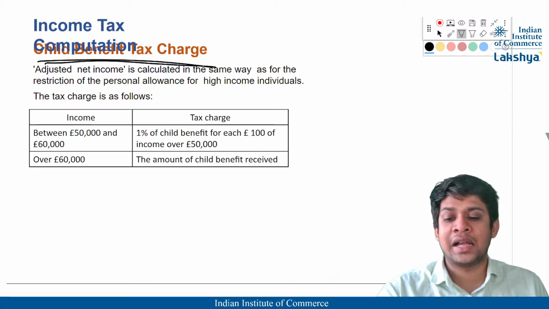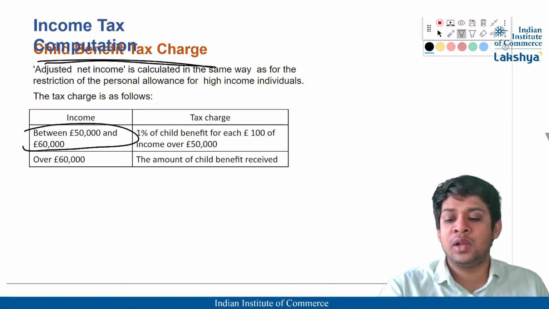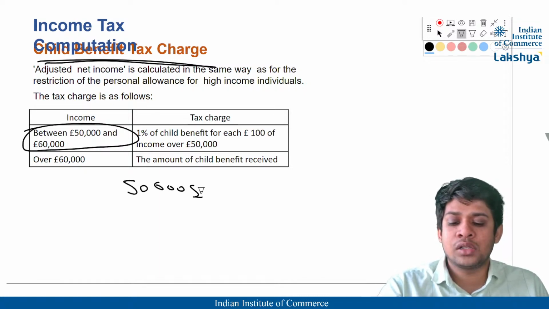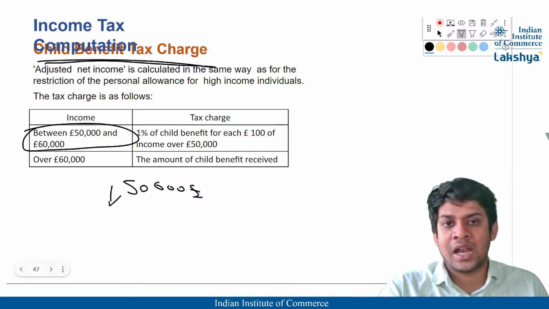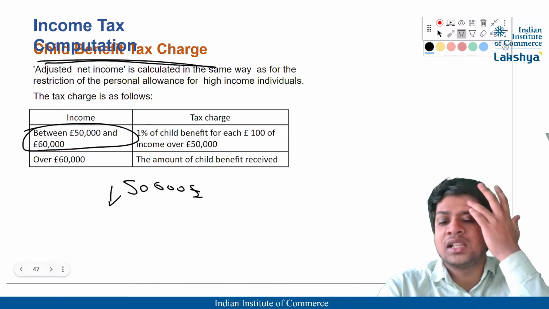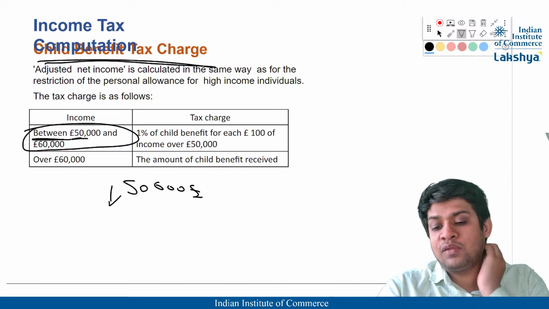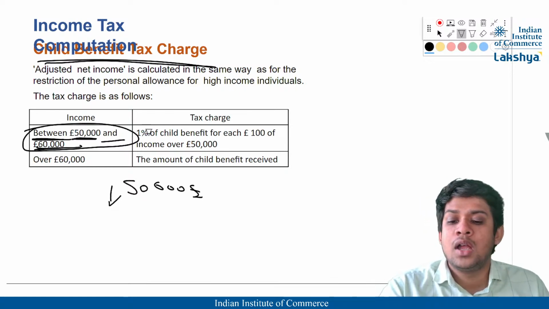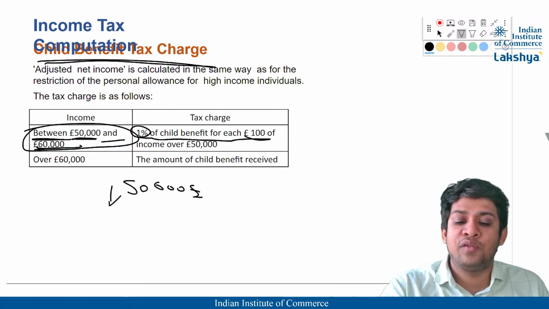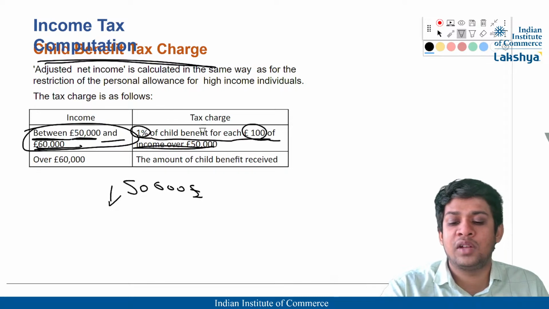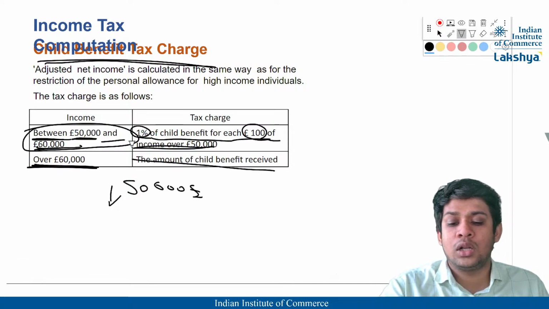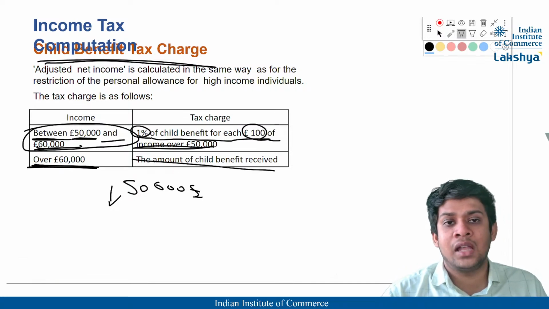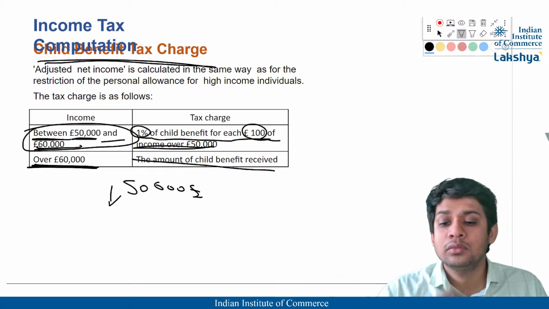So, child benefit tax charge, if your income is between 50,000 and 60,000 pounds. Firstly, if your income is 50,000 pounds or less, then you do not have any tax charge on the child benefit that you've received. But if it is between 50,000 and 60,000 pounds, 1% of the child benefit for every 100 pounds of income over 50,000 is going to be taxed. And if it is over 60,000, the total amount of the child benefit is to be paid back in the form of tax charge.